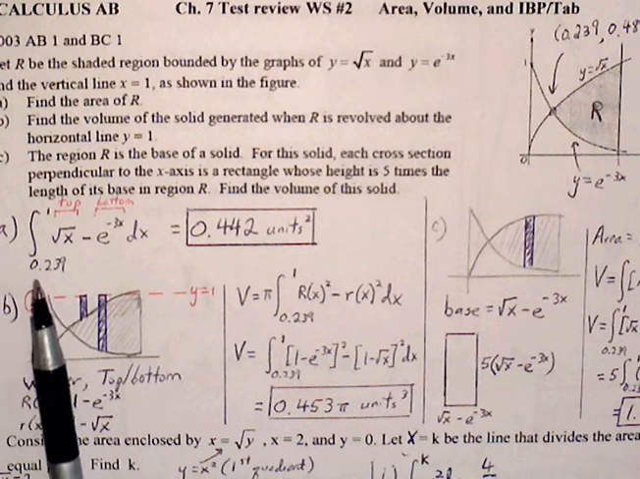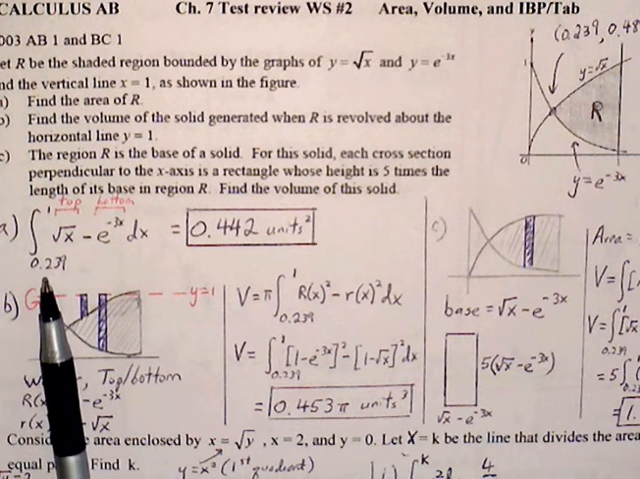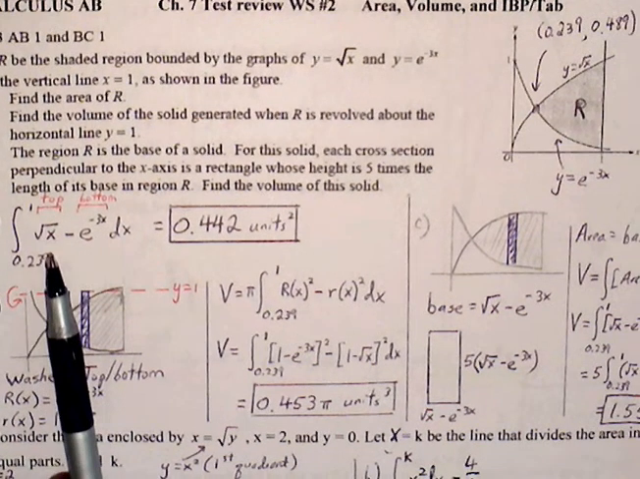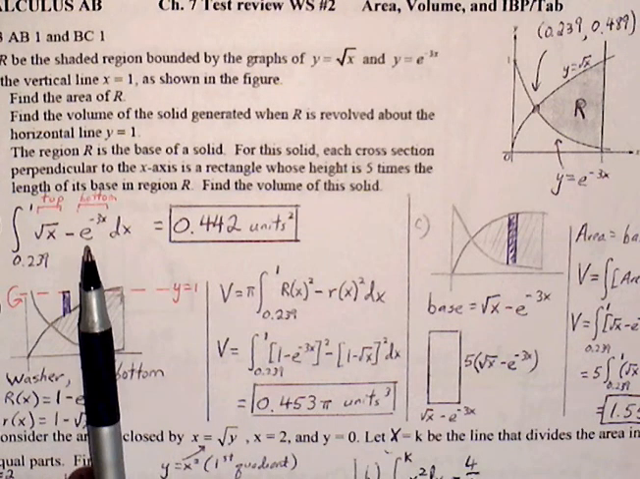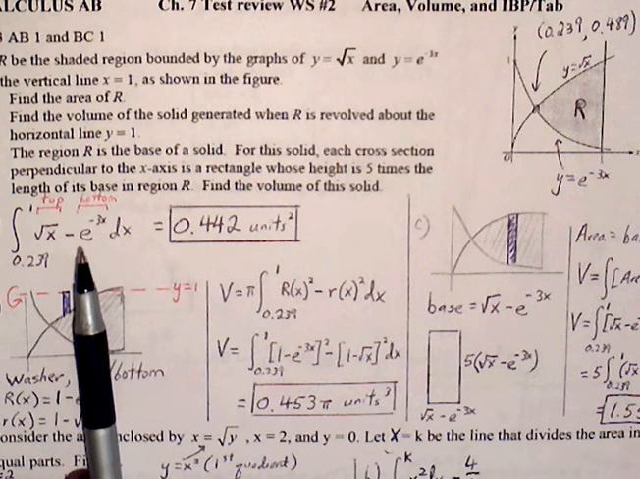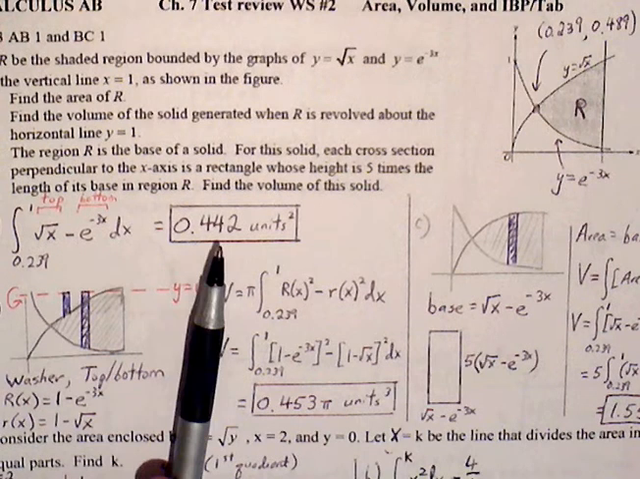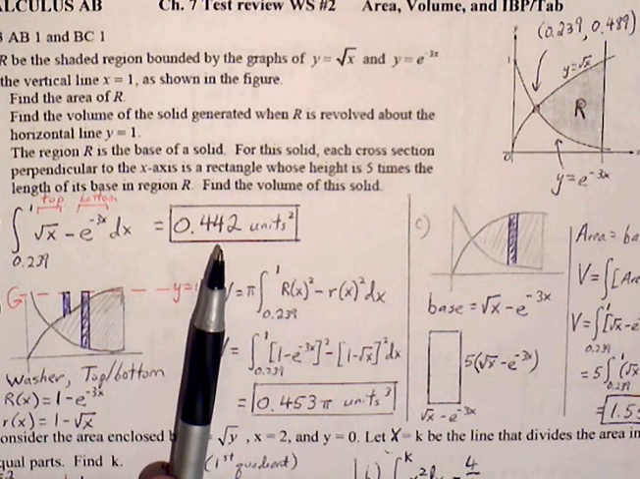So we can simply set up our formula for area, which is the integral from 0.239 to 1, top graph minus bottom graph, so root x minus e to the negative 3x, that's the bottom graph. And then the rest can go in your calculator. This is area, so 0.442 square units.